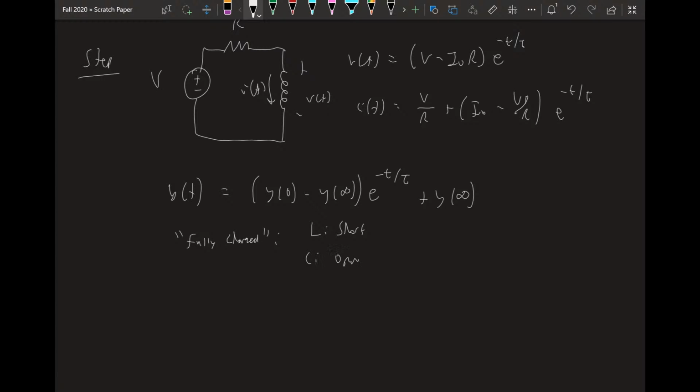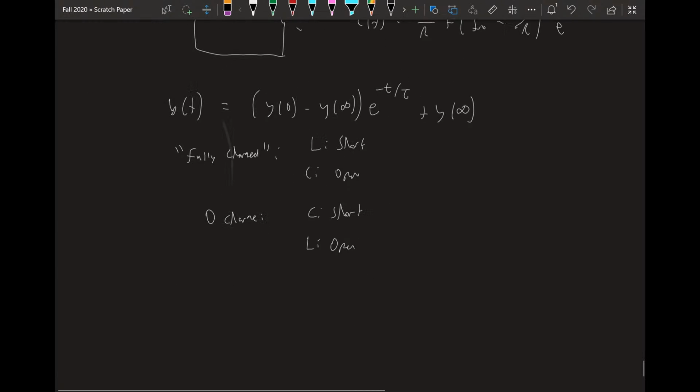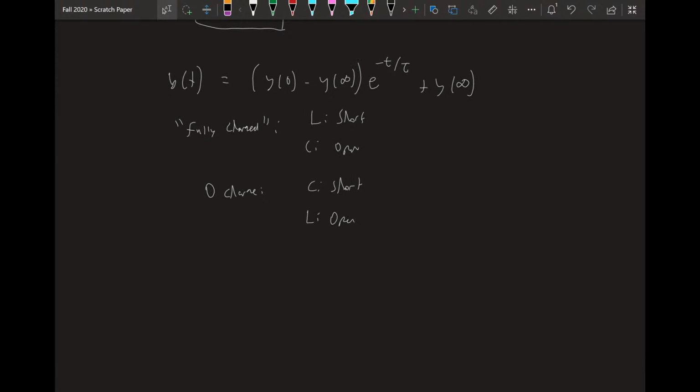And what if they have 0 charge? At 0 charge, a capacitor actually acts as a short, and an inductor actually acts as an open. So using these conditions, you can solve for what these y0 and y infinity values can be, and you'll get to this. So if you have trouble memorizing like I do, apply this.